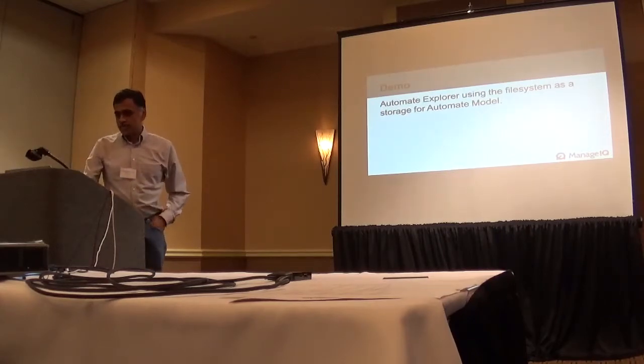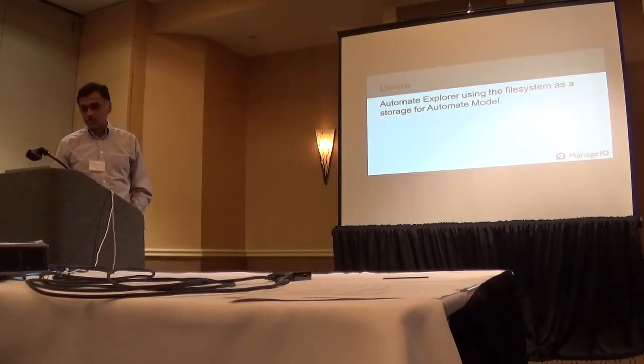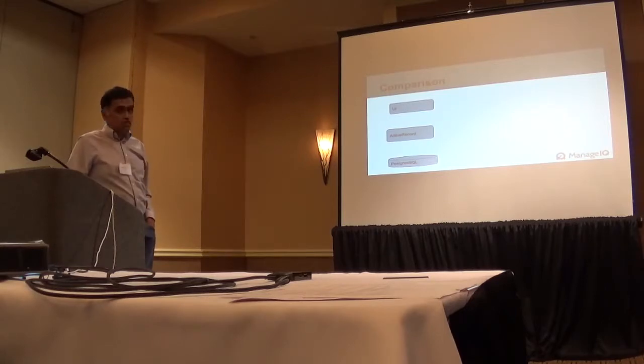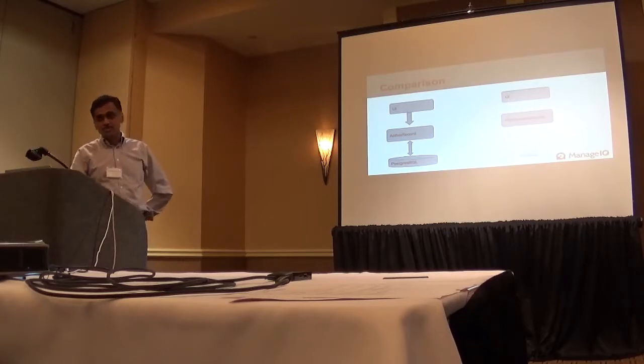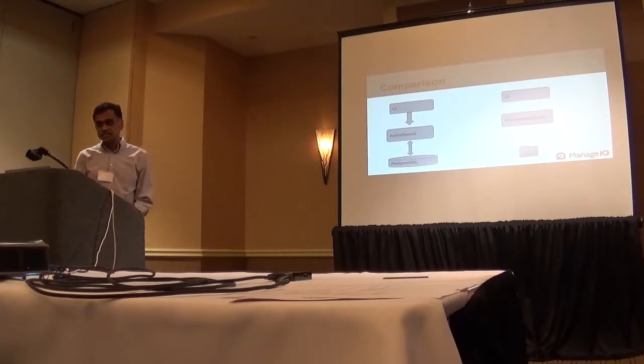So I actually have a small demo about the Automate Explorer using the file system as a storage for the Automate model. Today, the UI goes through Active Record to get to the Postgres database, and it does reads and writes through Active Record. Once we go to the file system approach, the Active Record stuff is gone, so we don't have Active Record anymore to interact with the file system.